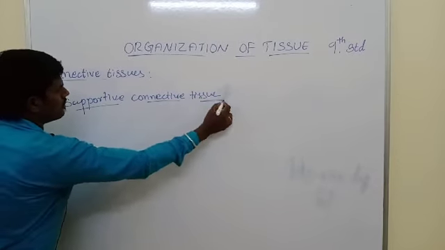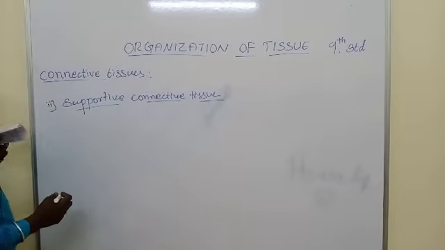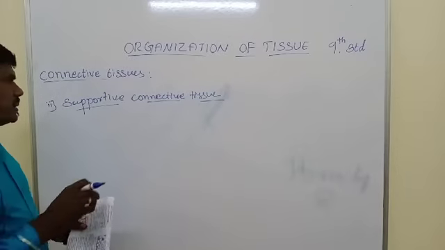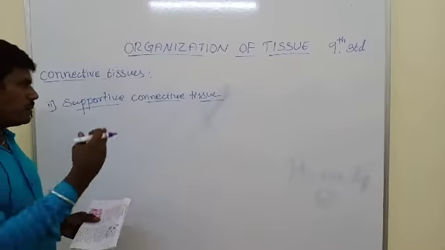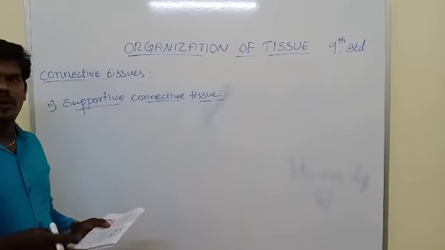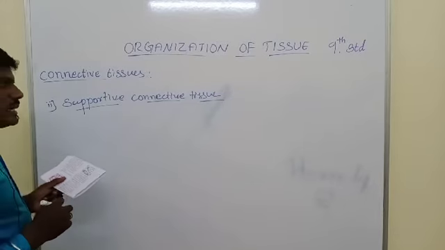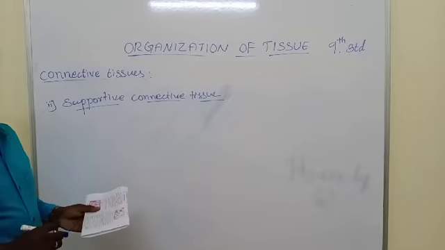Supportive connective tissues are present in two types. What are they? Cartilage and bone. See, supporting means what? Very simple, here itself they have the answer. You have to support; supporting means that functions will be done actively. Here, the supportive tissues are skeletal connective tissue. Connective tissue forms the endoskeleton.